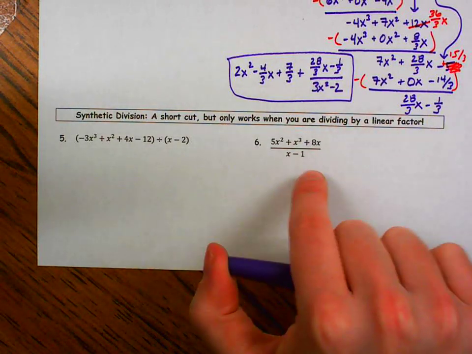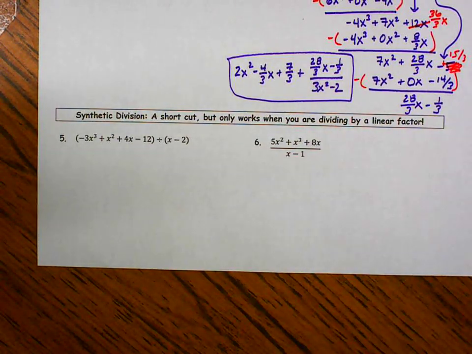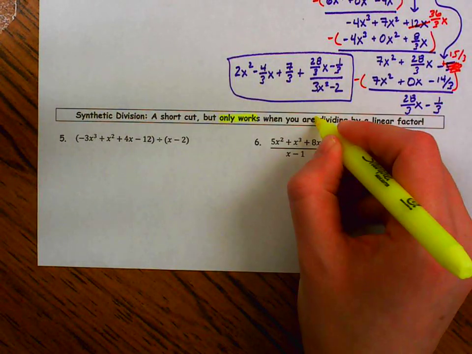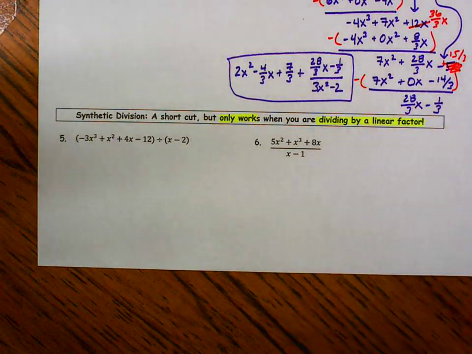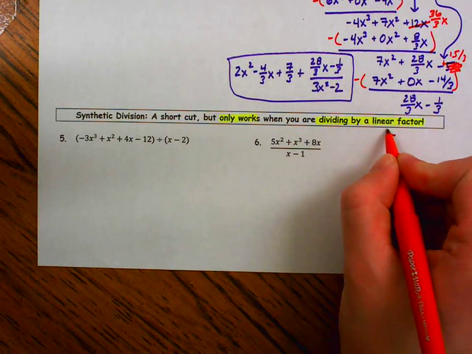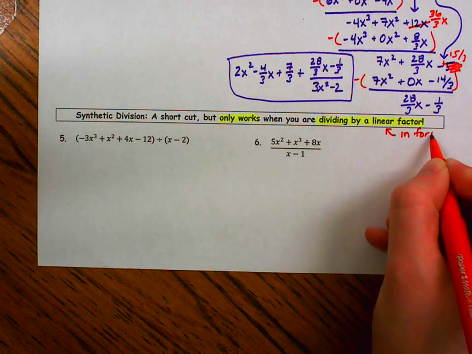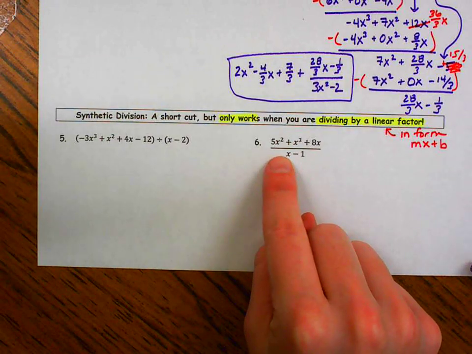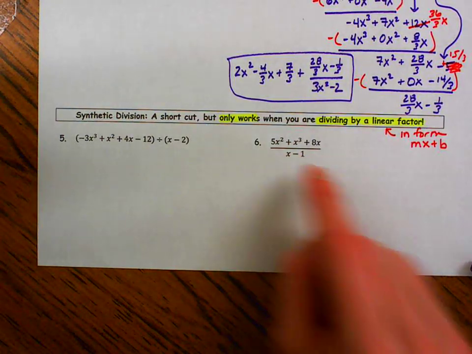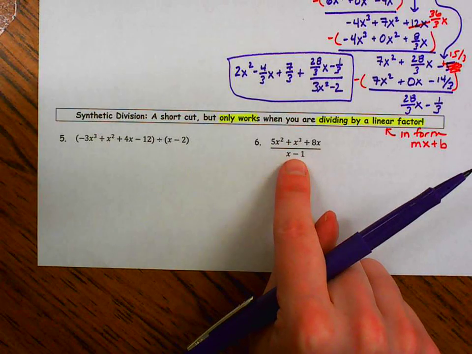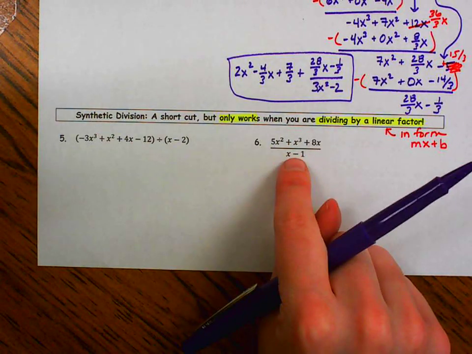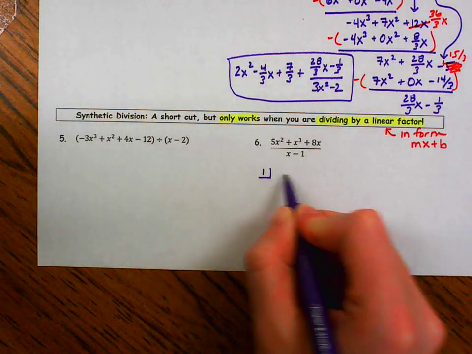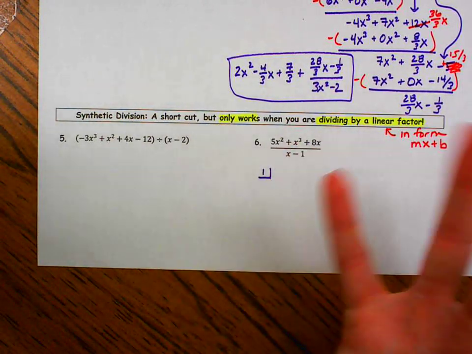This works when you're dividing by a linear factor. So why don't we highlight that so we don't forget. It's a shortcut, but it only works when you're dividing by a linear factor, something in the form of y equals mx plus b. You'll notice that my slope is 1 and my b is -1 here. So when we use synthetic division, we're going to look for the 0 of the denominator, so that 0 is going to be 1. And then we're going to set up what kind of looks like a box.